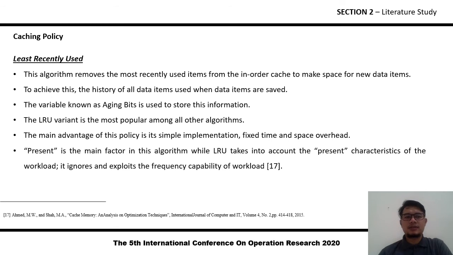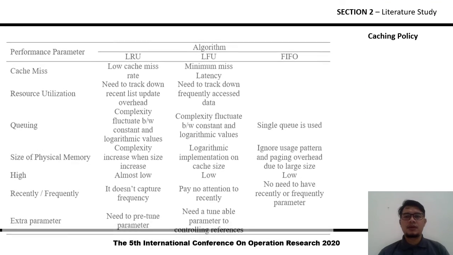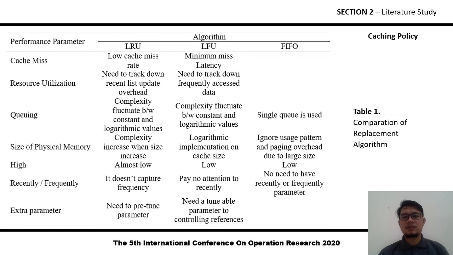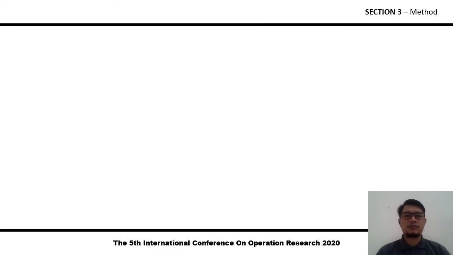So in this least recently used caching policy, recency is the main factor, where LRU takes into account the recency characteristic of the workload. It ignores and does not exploit the frequency characteristic of the workload. And then this is the comparison of LRU, LFU, and FIFO with some performance parameters. Three methods.